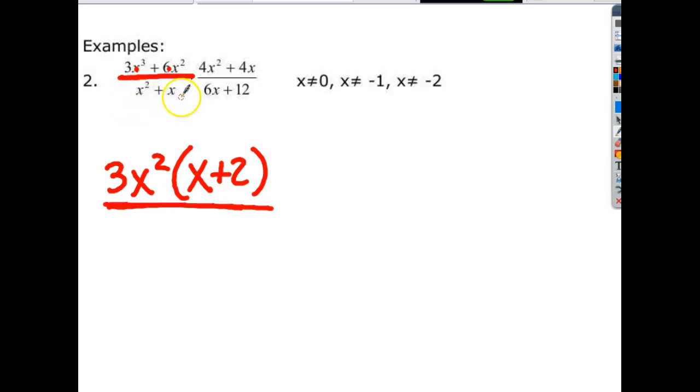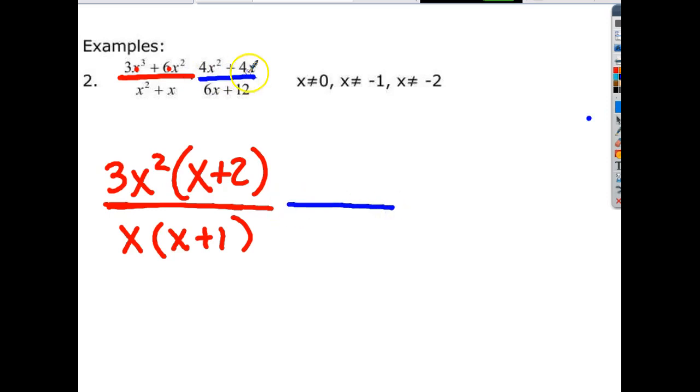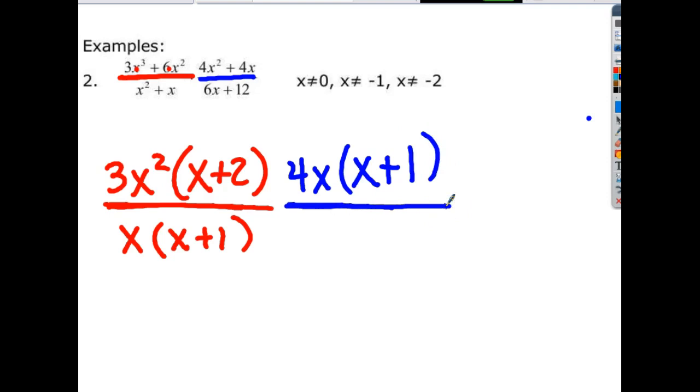This denominator, what's going to factor out of this denominator? This is like doing the distributive property backwards. It's undistributing. So this second fraction, 4x is going to factor out of both of those. If I take a 4x out of that, an x is left. If I take a 4x out of that, 1 is left. This, what factors out of 6 and 12? Now, it's all factored out.